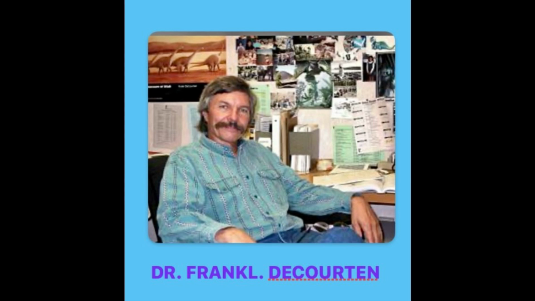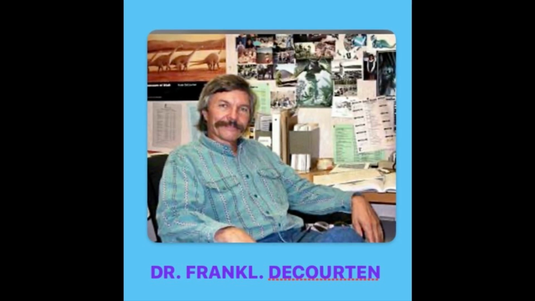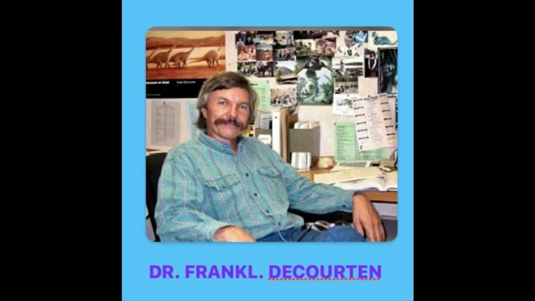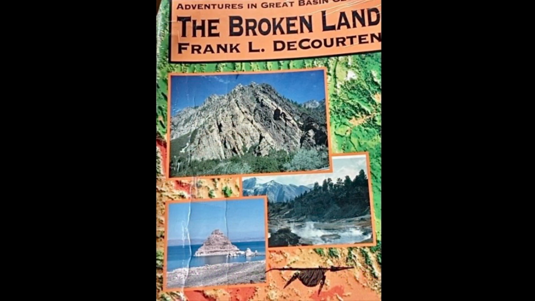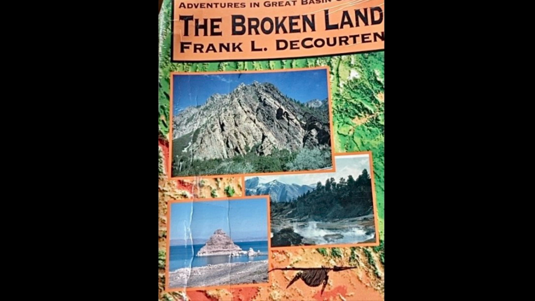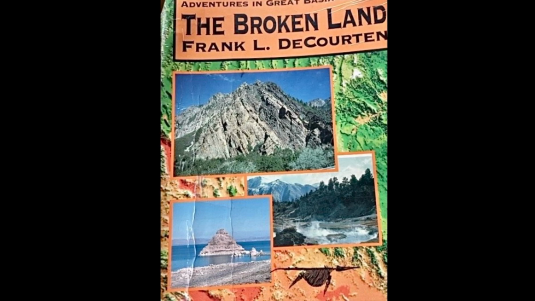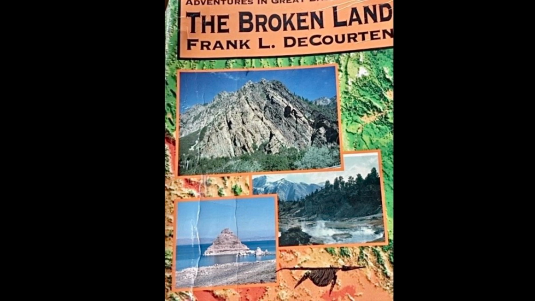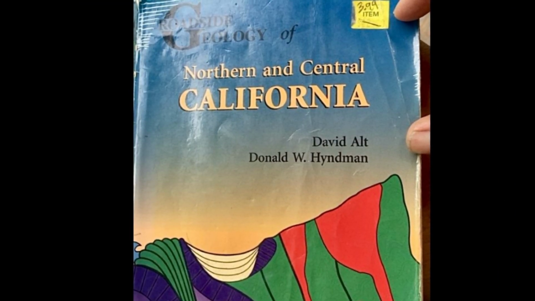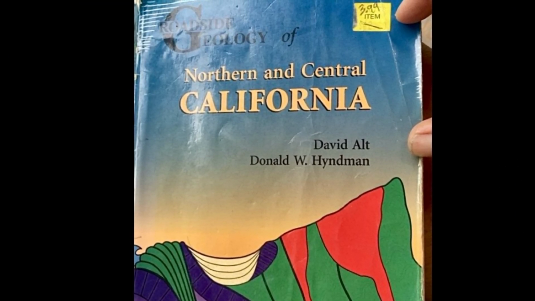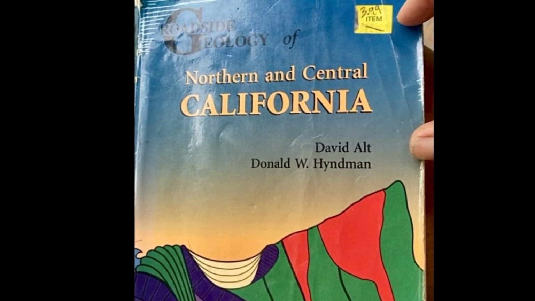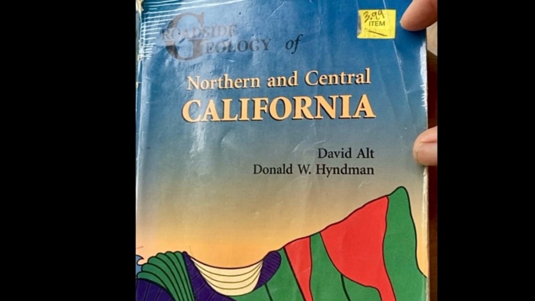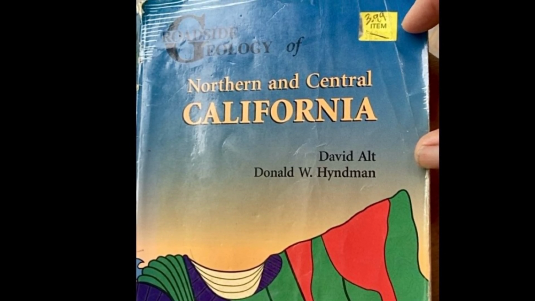A lot of the images that I'll be using in this video came from a great guy by the name of Dr. Frank L. DeCourton. And they came from his excellent book, The Broken Land, which tells you all about the Basin and Range province as well as the Sierra Nevada mountains. I'll also be providing some information and images from this excellent, though older book. That $3.99 price tag up there shows you how long I have had and loved this book.